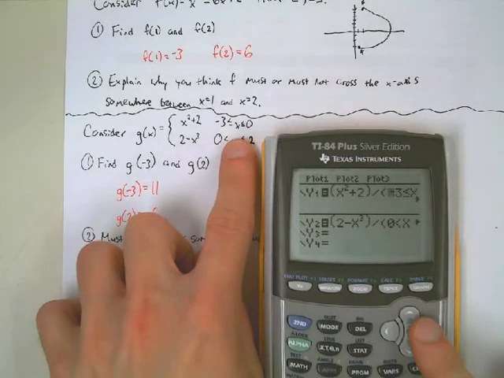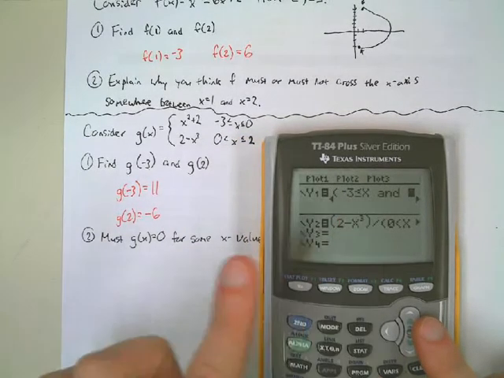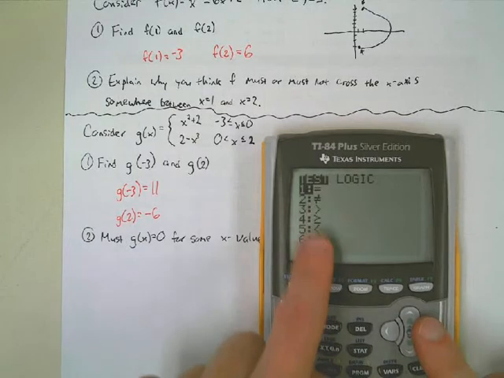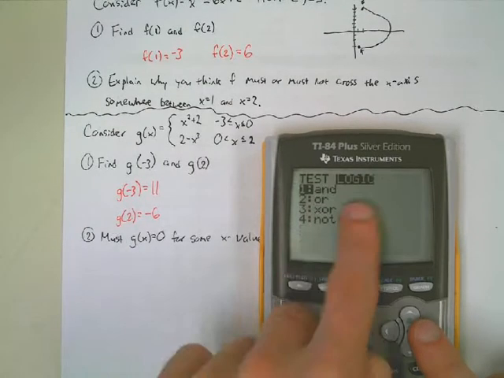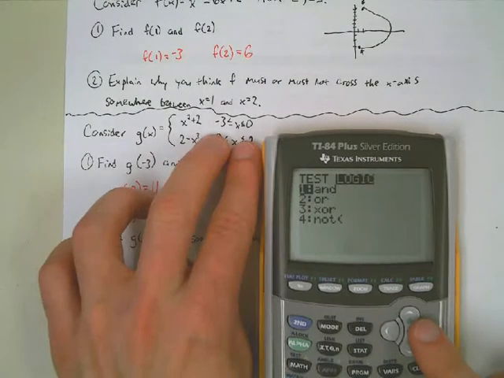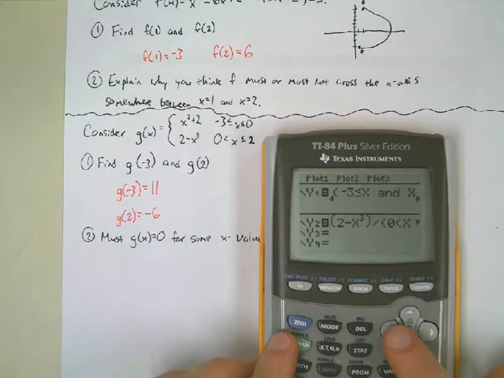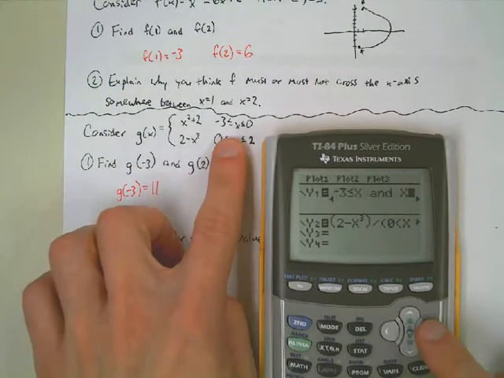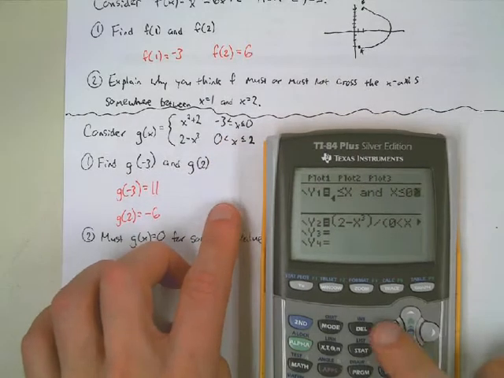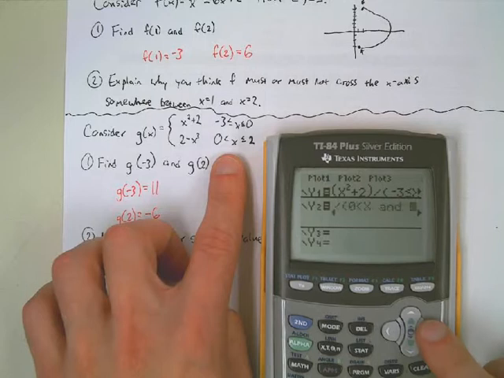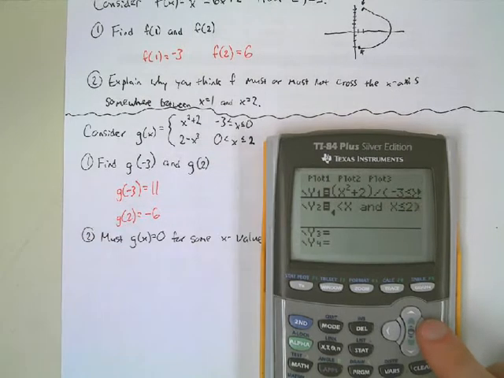To access these inequality symbols, you press the second math button, which takes you to the test menu. There are your inequality symbols. If it's compound, you have to split it up into two inequalities and put an "and" between them. So it ends up looking like this: -3 less than or equal to x, and x less than or equal to 0. And then 0 less than x, and x less than or equal to 2. When you graph it, it gives you a nice piecewise function.